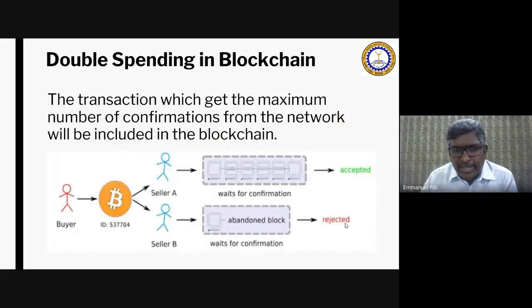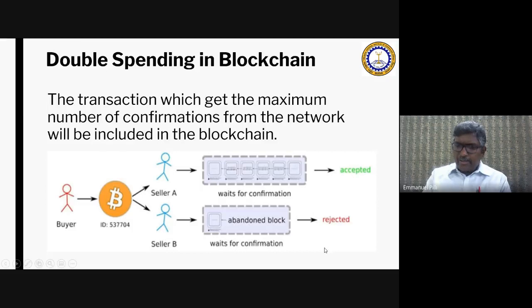So with double spending, the transaction which gets the maximum number of confirmations on the network will be included in the blockchain. So you have this buyer who has given some Bitcoins to seller A, and then six more blocks are added into that blockchain. So that gets accepted. The transaction to seller A gets accepted. If he sends the same Bitcoins to seller B, because the blocks do not get extended, since the transaction is not found valid, after some time only one block is there.